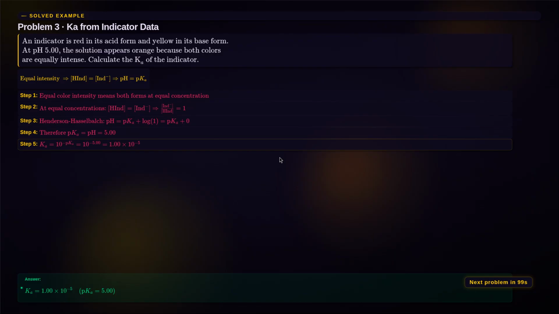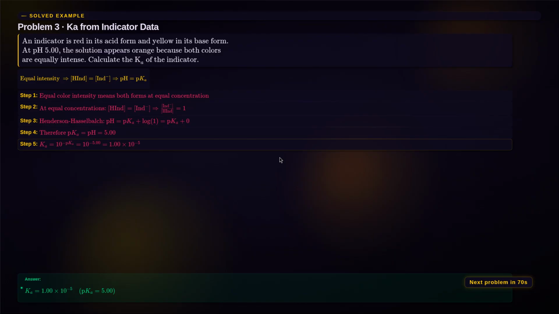Step 1. Equal color intensity means both forms are at equal concentration. Step 2. When concentrations are equal, the ratio of Ind minus to HInd equals 1. Step 3. From the Henderson-Hasselbalch equation, pH equals pKa plus log of 1, so pH equals pKa. Step 4. Therefore, pKa equals pH, which equals 5.00.